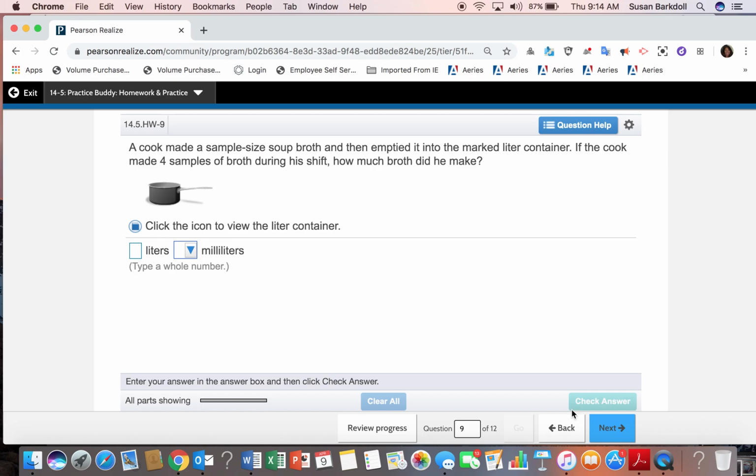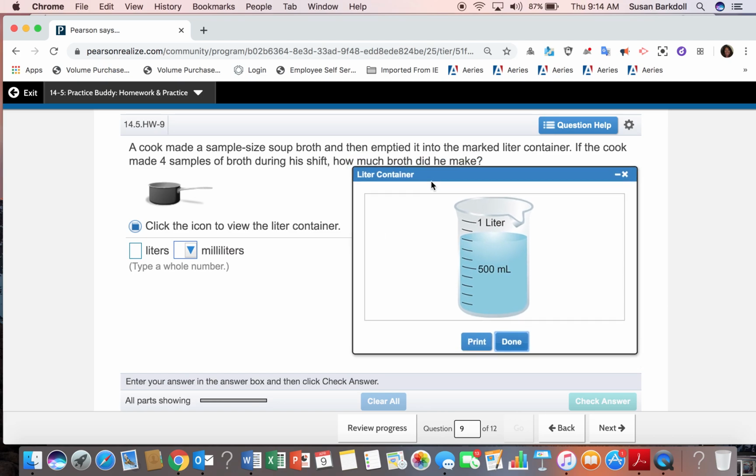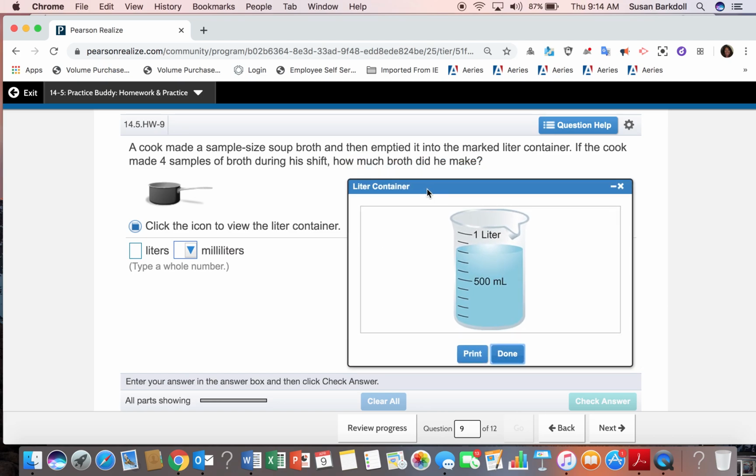A cook, okay, click on the icon because I am a visual learner, so I need to look at that. A cook made a sample size soup broth and then emptied it into the marked liter container. If the cook made 4 samples, how much broth did he make? So the first thing we have to do is identify how much of the blue liquid. I don't know if I want to drink blue soup, but let's look at this.